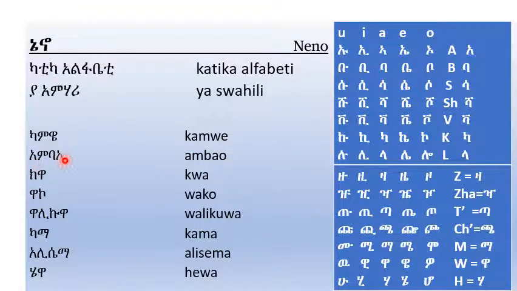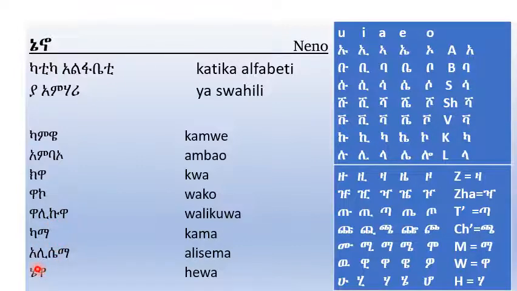Ambao. Kwa. Wako. What is our wa? Ko. You go to ka, then the last one is ko. Wako. Walikuwa.